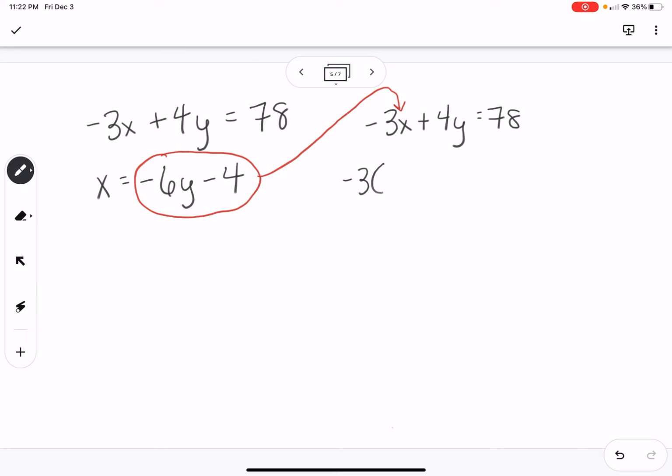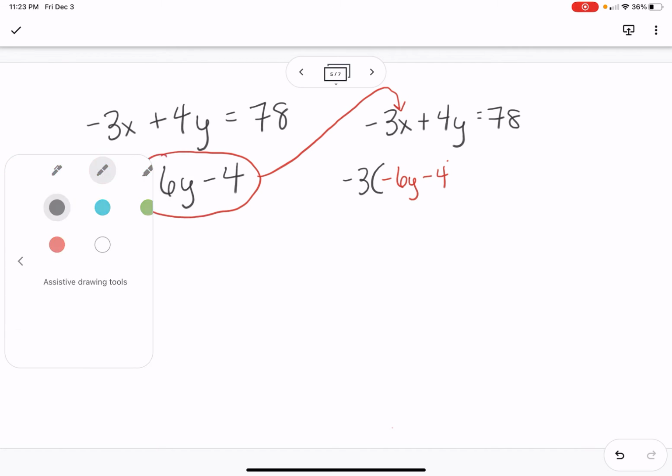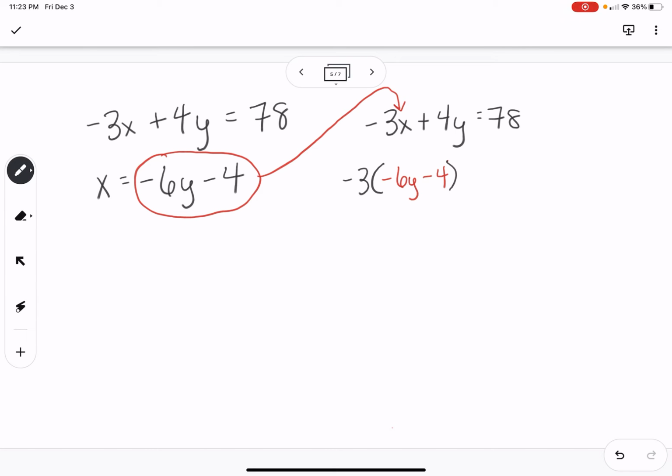Negative 3 stays, parentheses, but now I'm replacing x with that negative 6y minus 4. And then I bring everything down. A lot of people will accidentally forget that plus 4y right there. Make sure you don't forget that. Plus 4y equals 78. Again, I'm going to point out we originally had an x and a y. Now I just have a y and a y. Went from having 2 different variables to 1 variable. That's how I know I did this correctly. All right, good point for you to pause, see if you can solve this, and then unpause, see if you got it right. I'm going to keep going.